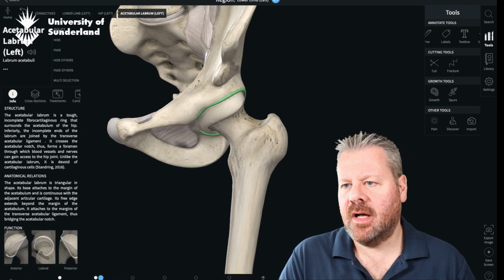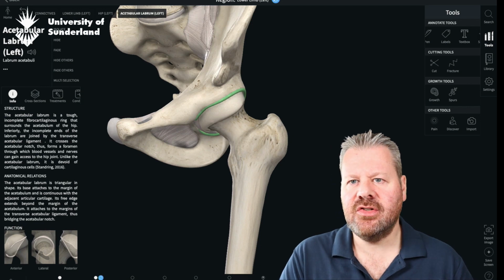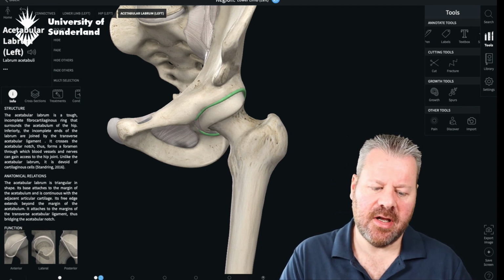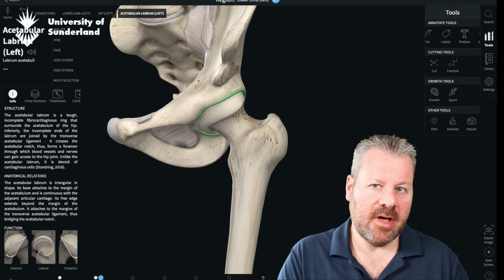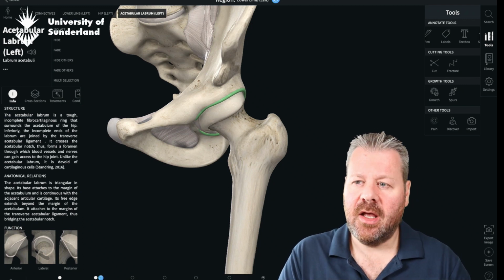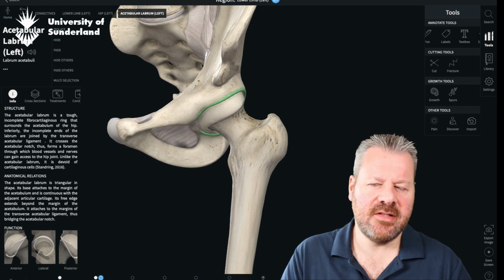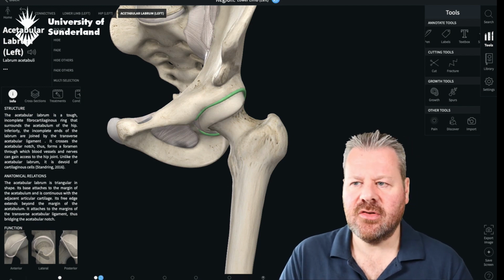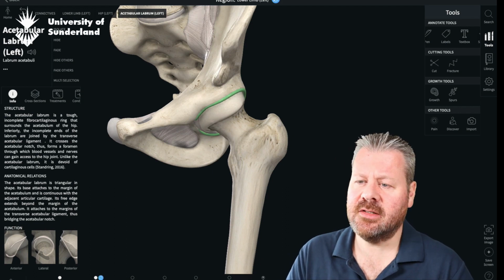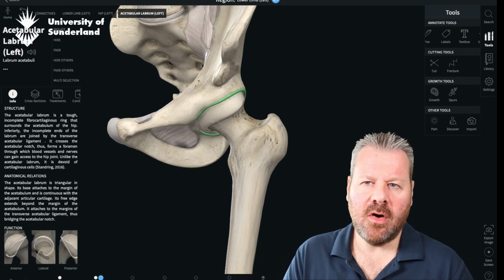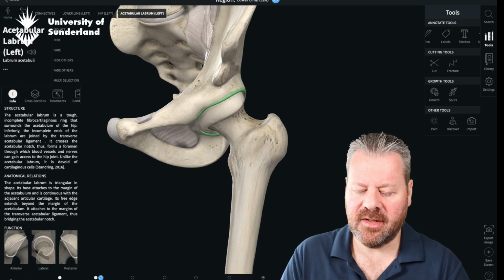The labrum is a soft tissue cartilaginous ring, if you like, which is there to deepen the acetabulum still further and adds to the stability. Pathologically, it's often damaged, especially in sport, and it's something that you should be aware of, and you probably should look into in a little bit more detail.